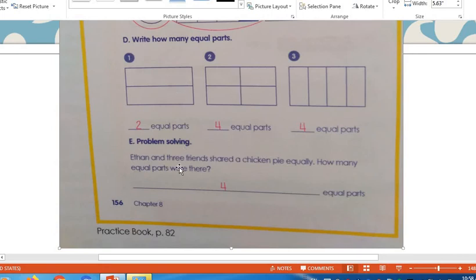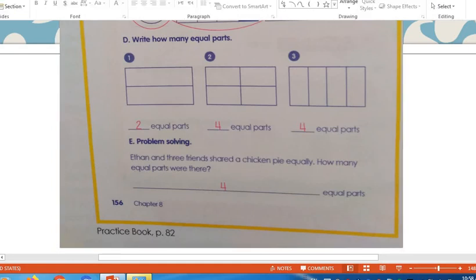Problem solving, Ethan and 3 friends shared a chicken pie equally. It seems delicious, yummy. How many equal parts were there? Okay, 4. Ethan and 3 friends, then they are 4. Ethan plus 1 plus 3. Give me 4 friends shared a chicken pie equally. Each one will take quarters. So they are 4 equal parts. Each one will take quarter of the pie. Right, excellent.